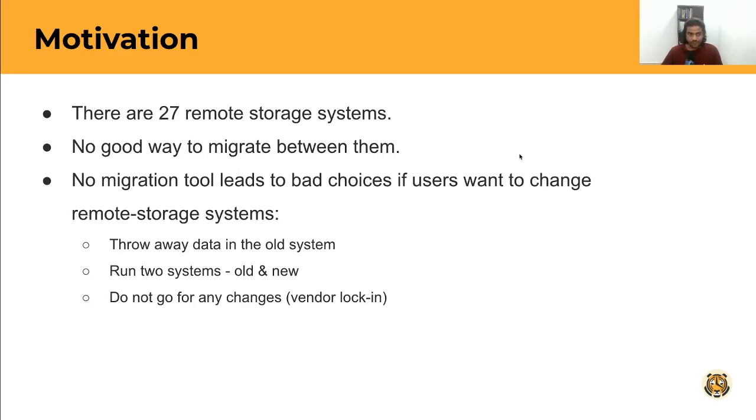Here comes the motivation. There are 27 remote storage systems out there, and there is no good way to migrate data from one remote storage system to another. If you have been using a remote storage system for the last couple of years and for some reason you want to migrate to another remote storage system, there is no standard migration path. Either you will end up running two remote storage systems, one for the older data and the other for newer data, or you need to drop all your older data. So this is a clear vendor lock-in situation.